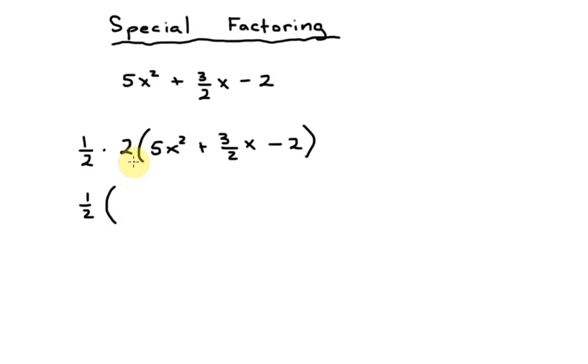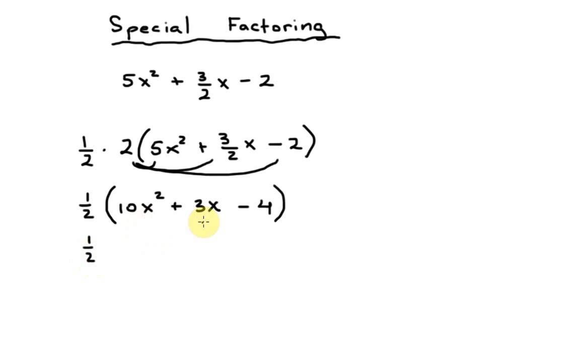So I'm going to leave this 1/2 out in front, and then for the rest of this, I'm going to distribute in that 2. So I'm going to go 2 times 5 is 10x squared. 2 times positive 3 over 2x, well, the 2's will cancel, and I'm left with the 3x. And finally, 2 times negative 2 at the end, so that's minus 4. It's very important I keep that 1/2 out in front, because otherwise I would have changed it. But in this form now, as long as I keep that 1/2 out in front, I've got myself a respectable trinomial with no fractions.